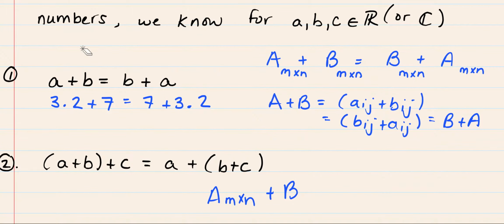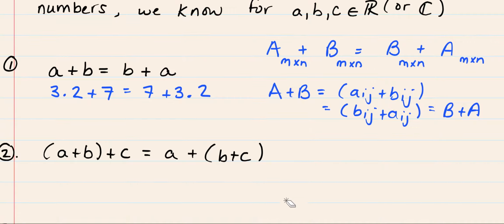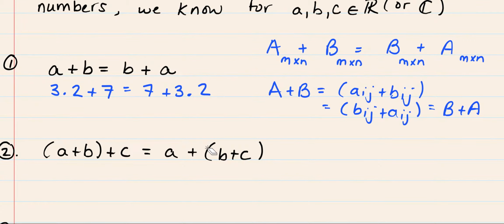The second property I want to talk about is with real numbers we know that they're associative when it comes to addition. So if we have three numbers A, B, and C and we want to add them, if we add A and B first and then add C, it's the same thing as adding B and C first and then adding A. That also holds for matrices.